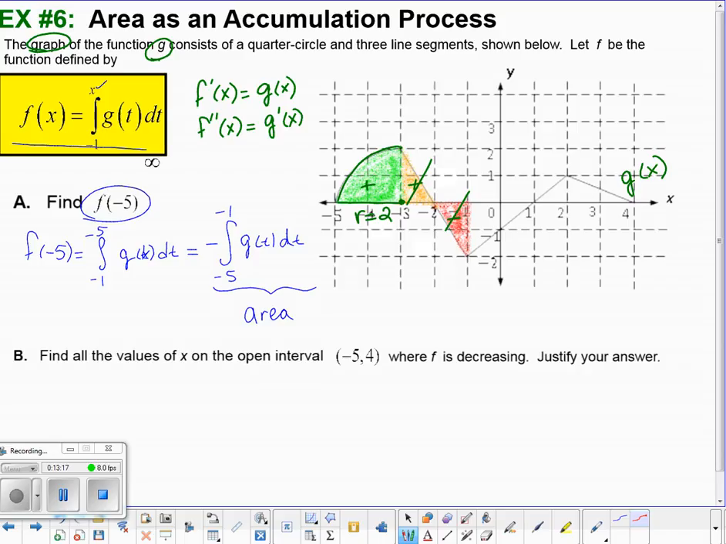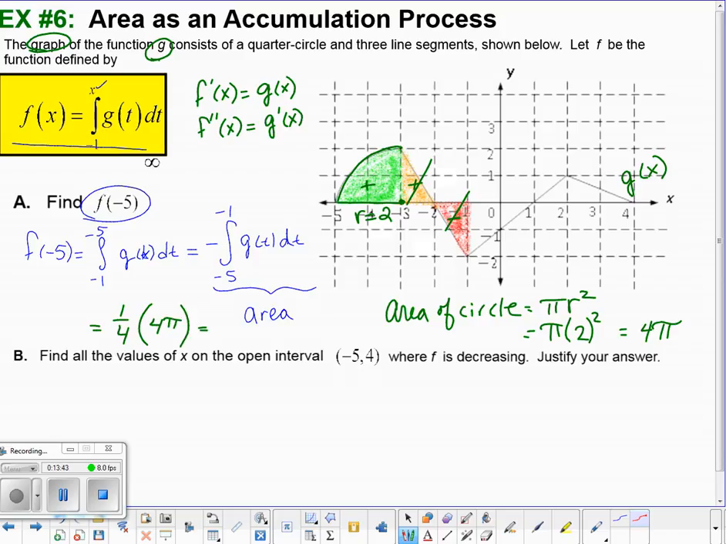So the area of a circle is pi r squared, and r is a radius of 2, so the total area of a circle would be 4 pi, but we only have a quarter of that circle, and so a quarter of 4 pi turns out to be just pi. Pi would be my answer to that question.